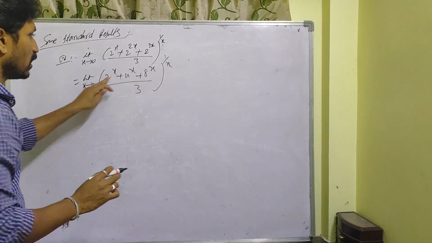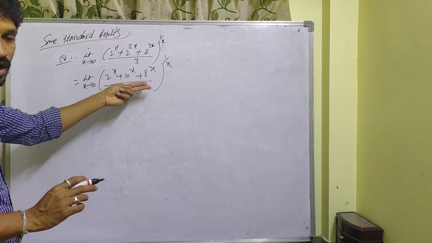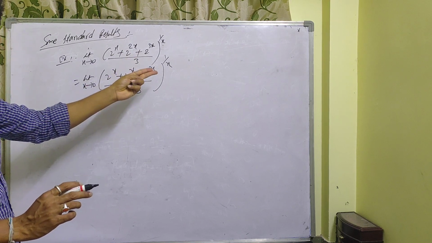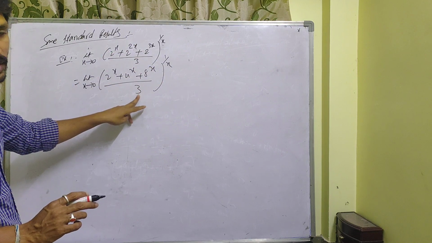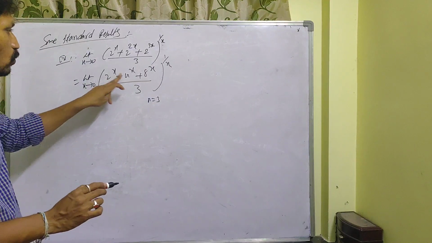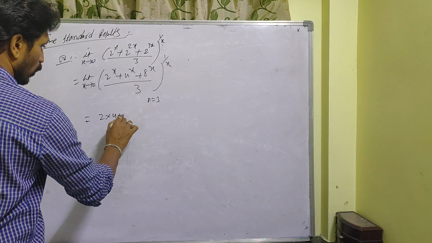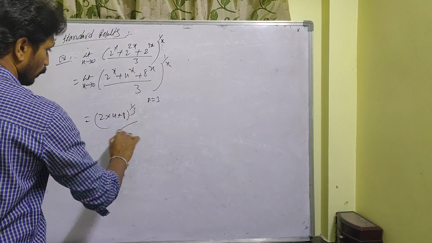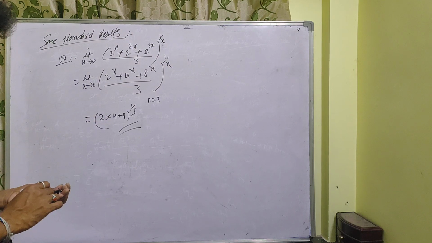Here how many terms are there? 3 terms. What is the number here? 3. So what is the formula? a1, a2, a3, up to an whole power 1 by n. Here n is 3. So n is equal to 3. a1 is 2, a2 is 4, a3 is 8. So this value is nothing but 2 into 4 into 8 whole power 1 by 3. Like that you do the problem. Okay, you simplify, you get the answer.